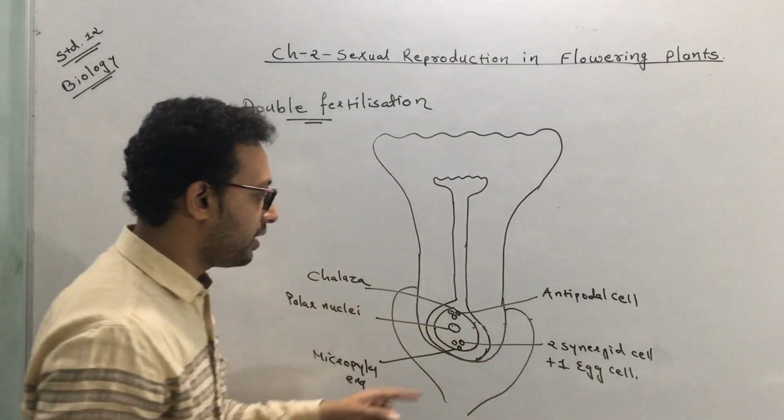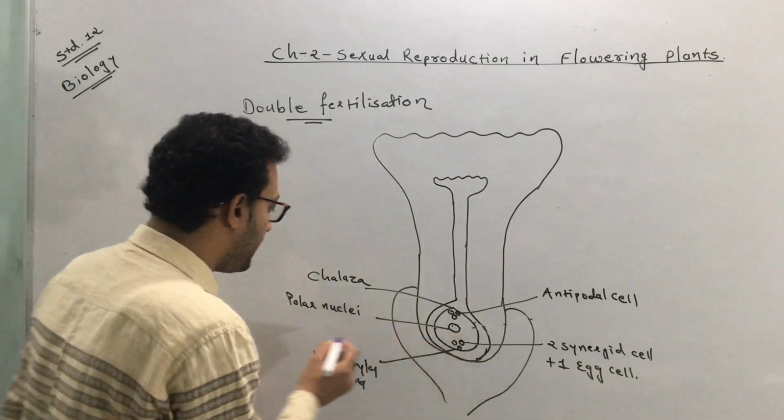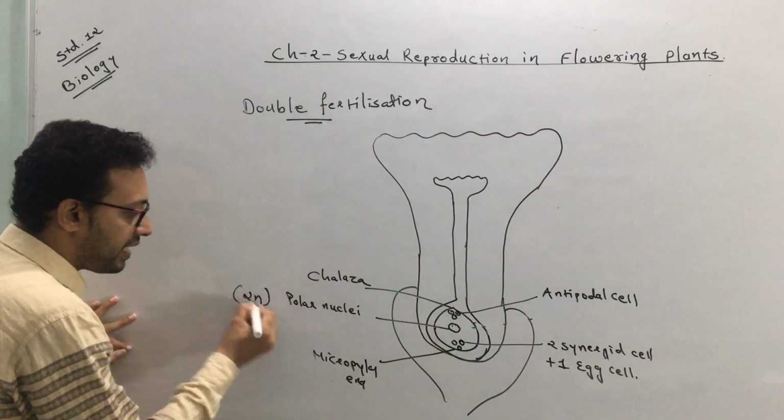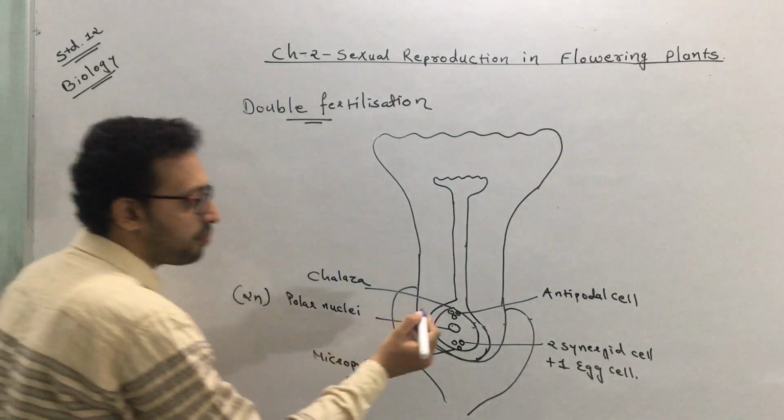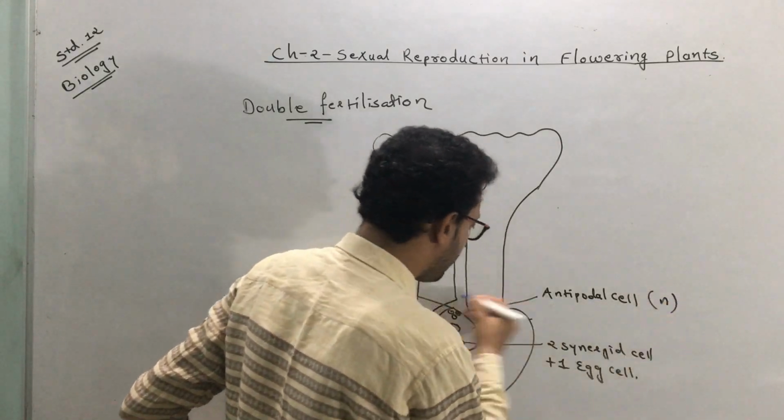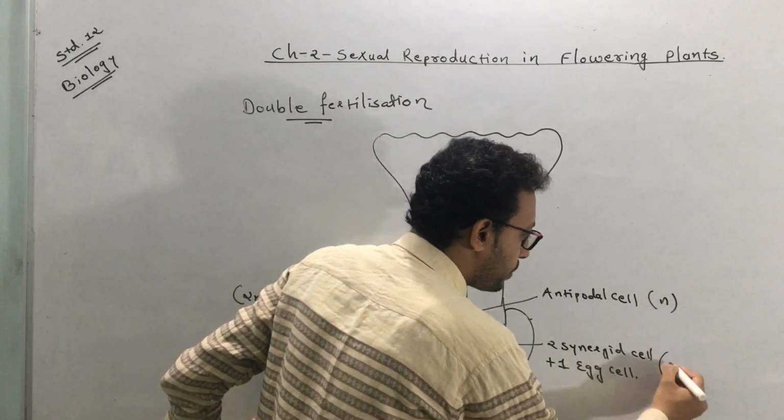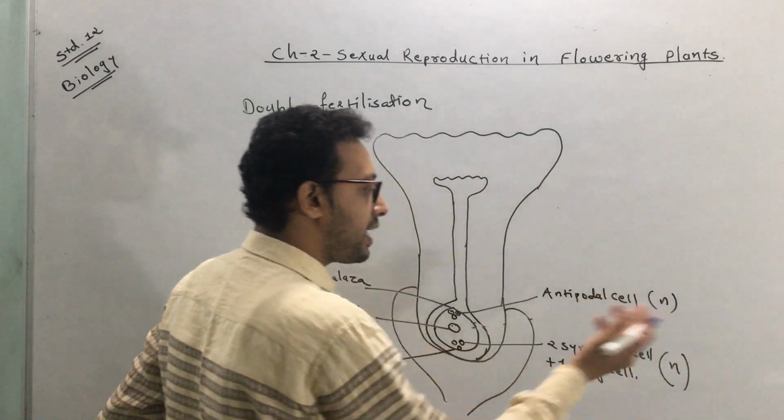This is a polar nuclei. This is the cell which is diploid. I am writing outside: these antipodal cells are haploid in nature, all 3. These 2 synergid cells and 1 egg cell are all haploid.